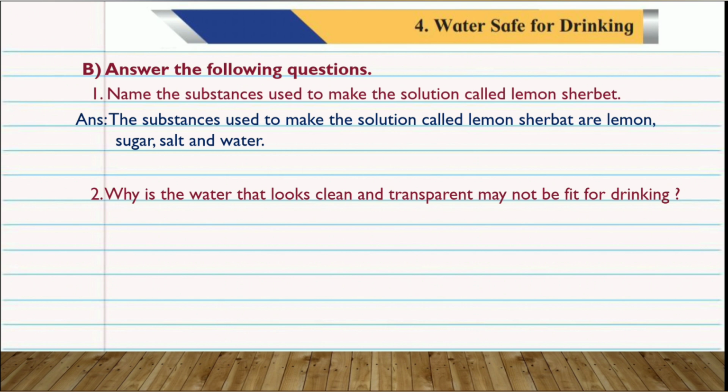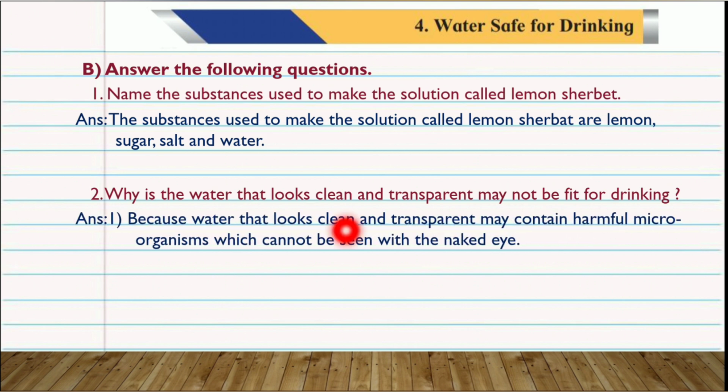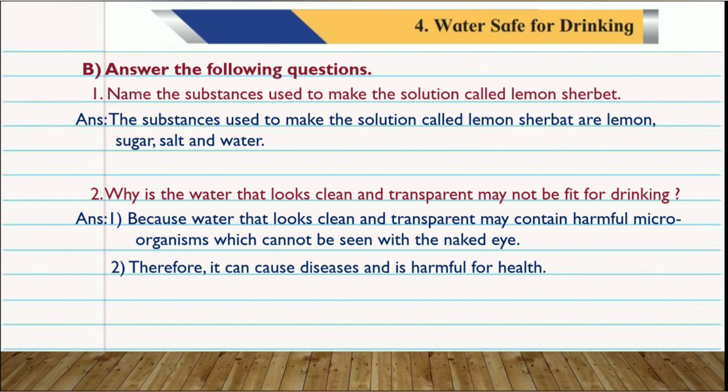Question number 2. Why may water that looks clean and transparent not be fit for drinking? And the answer is, because water that looks clean and transparent may contain harmful microorganisms which cannot be seen with the naked eyes. Therefore, it can cause diseases and is harmful for health. So, such water is not fit for drinking.